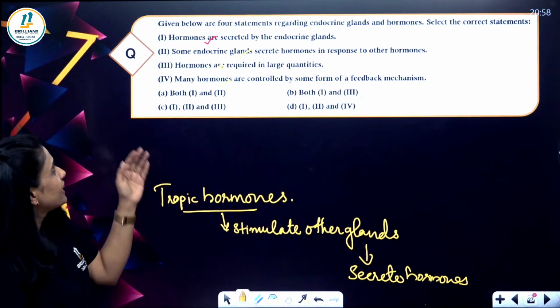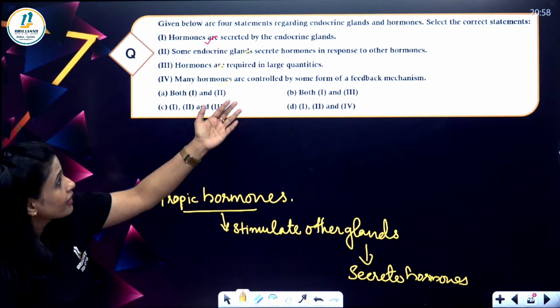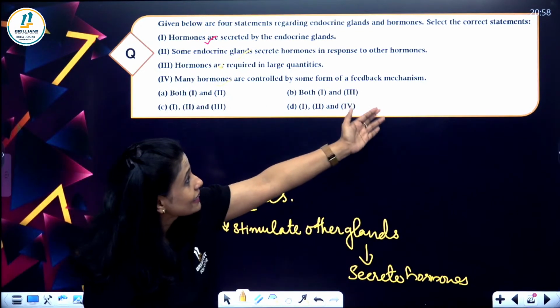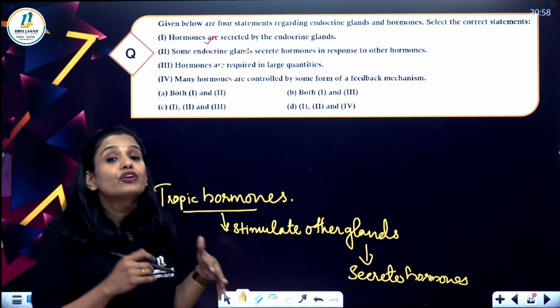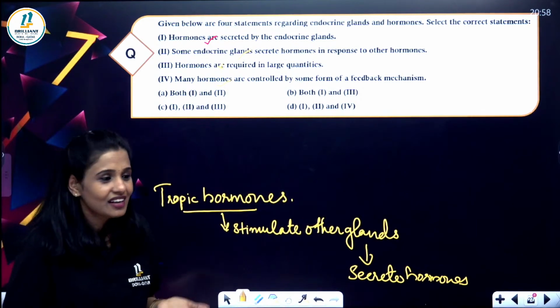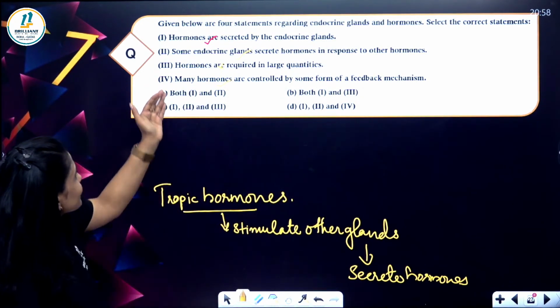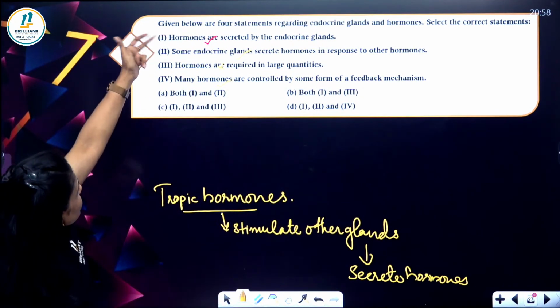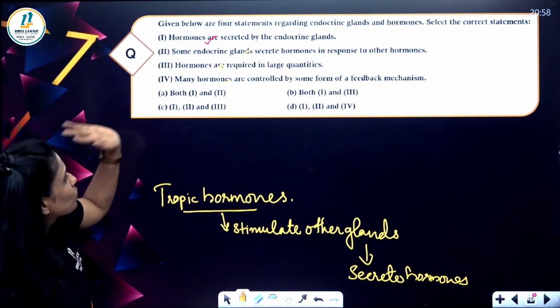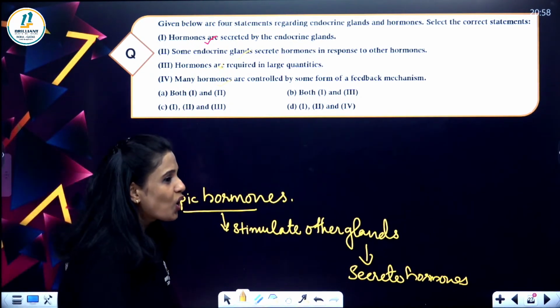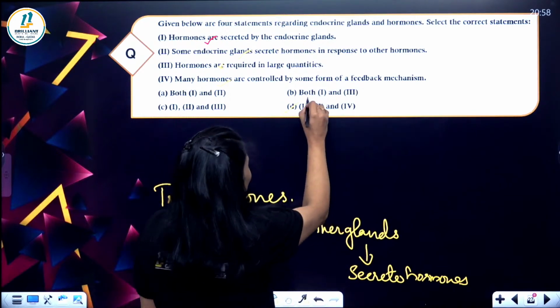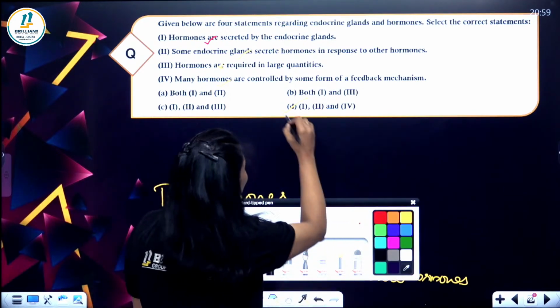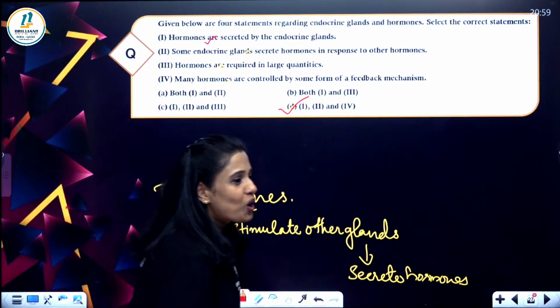So what is the question? Given below are 4 statements regarding endocrine glands. Select the correct statements. The first one is correct, the second one is correct, the fourth one is correct. So which option? Option D. Very good. All are commenting the correct answer. Option D.